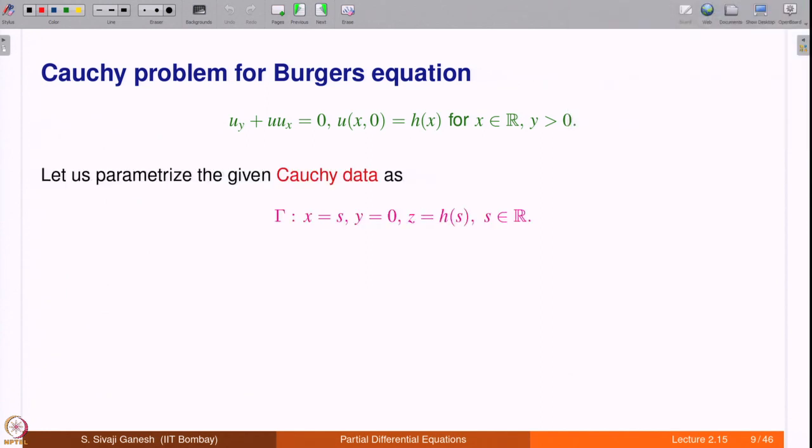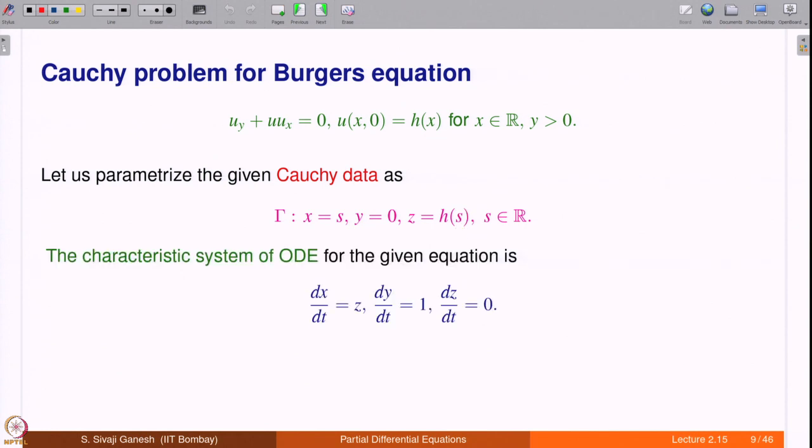So, let us parameterize the given Cauchy data. We need to solve, right, by the method of characteristics. Let us follow that. First is parameterization of the Cauchy data: x equal to s, y equal to 0, z equal to h(s). Now, the characteristic system of ODEs: dx/dt is equal to a, in this case that is u, which is z. dy/dt is 1, dz/dt is 0. We need to solve this system of ODEs with these initial conditions.